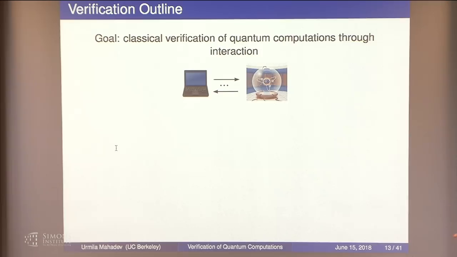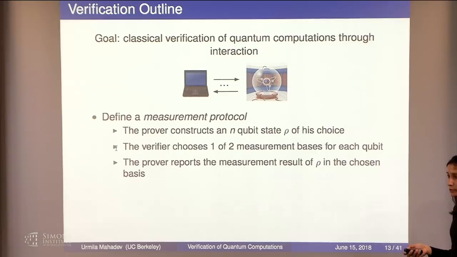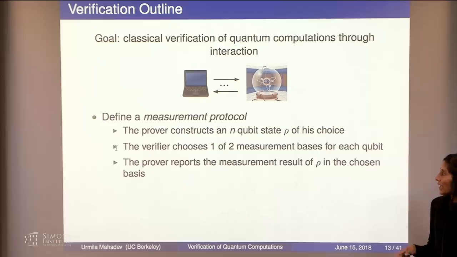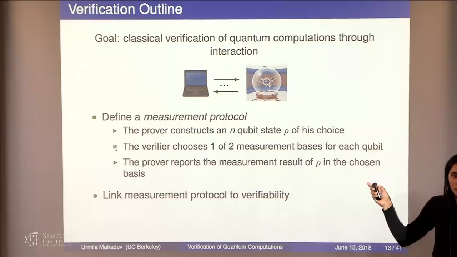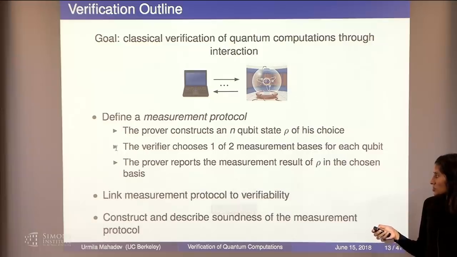Okay, now I'll tell you the outline of my talk. The first thing I'll do is I'll define a measurement protocol. The measurement protocol ideally is supposed to behave in the following manner. The prover is supposed to construct an n-qubit state rho of his choice. The verifier chooses one of two measurement bases for each qubit. And the prover should just report the measurement of rho in the chosen basis. This is the ideal operation, and in a second I'll define the measurement protocol. The next thing I'll do is I'll link this measurement protocol to verifiability. I'll do this using known results. And once I'm done with this, then I can construct and describe soundness of the measurement protocol.